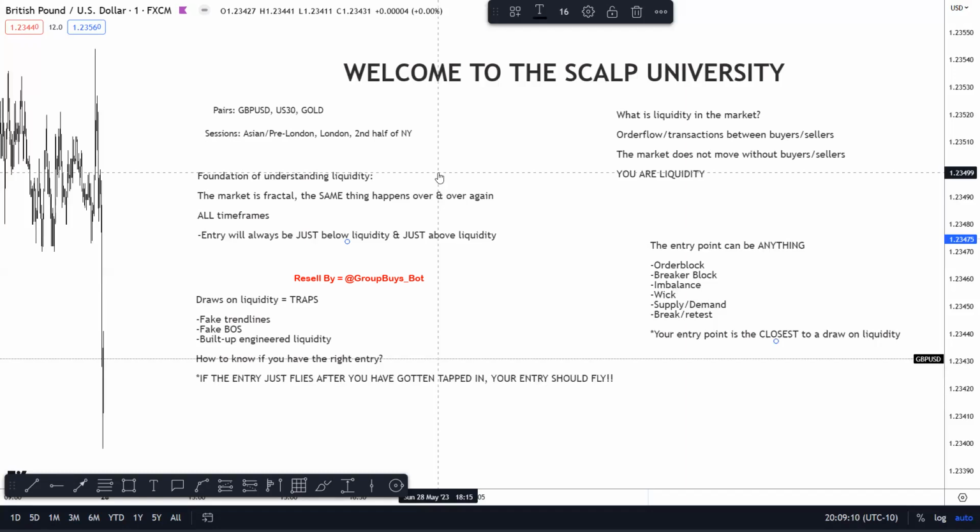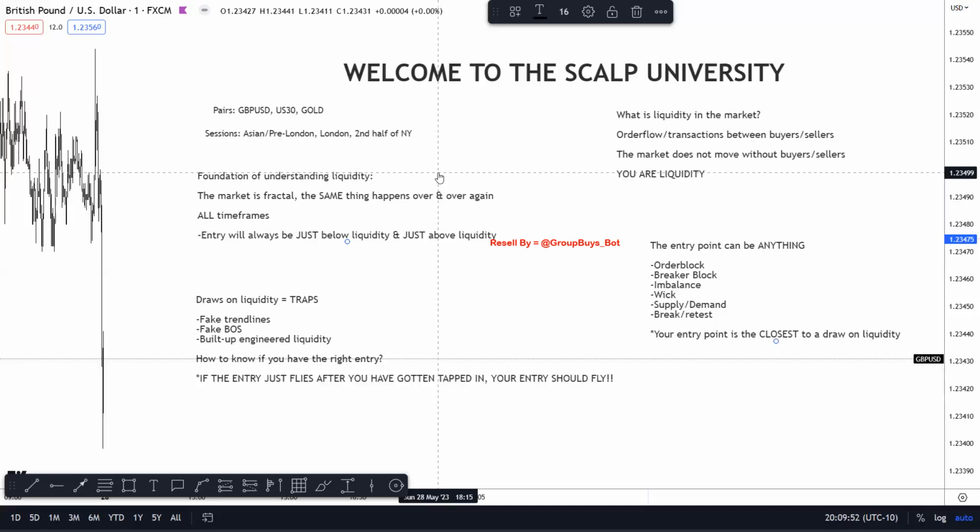Another thing that is very important to remember is that your entry point will always be just below liquidity and just above liquidity. So always remember that. And like I said, your entry point can be literally anything. It can be an order block, if you're used to order blocks as your entry. It could be a breaker block. It can be an imbalance. It could be a wick. It could be a supply and demand area. It could be a break and retest area. Your entry point literally can be anything.